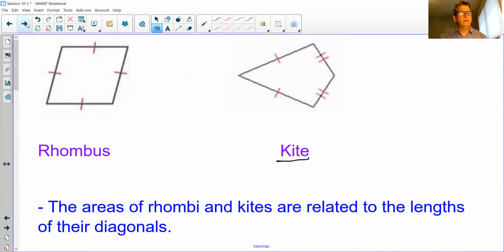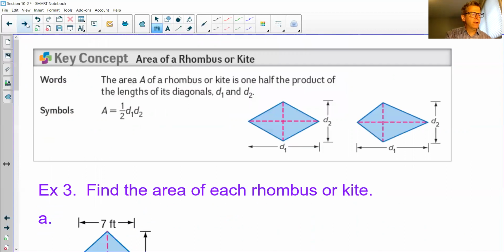Let's get to that key concept. We're almost done for today. Area of a rhombus or a kite. The area of a rhombus or a kite is 1/2 the product of the lengths of its diagonals D1 and D2. So you've got your kite here, or rhombus, I should say.